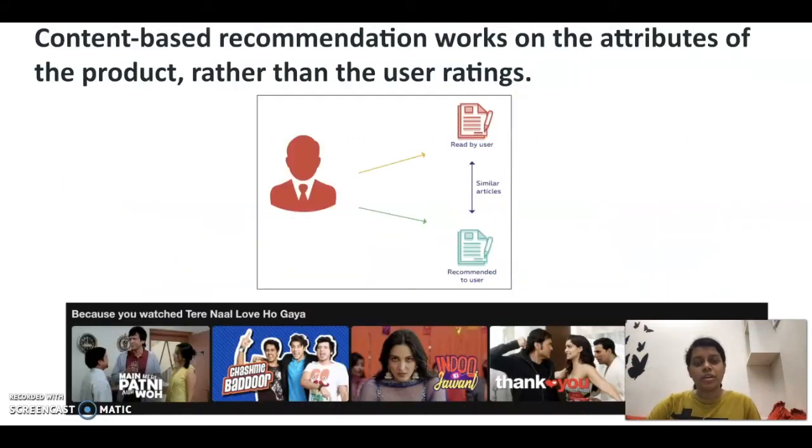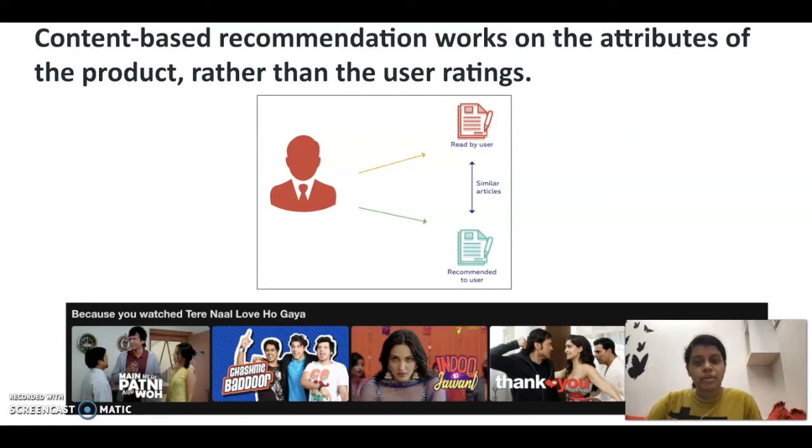The second type of recommender system is the content-based recommendation, which works only on the attributes of the product, such as the type, color, and if you're talking about movies, the director, the actors, the year it was released in, the genre, rather than how users and other users are interacting with this piece of content.